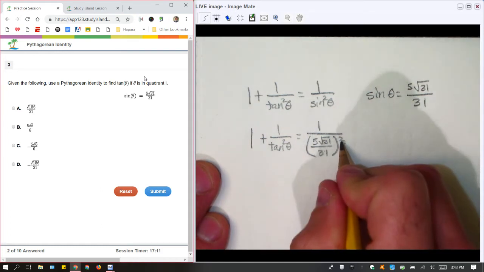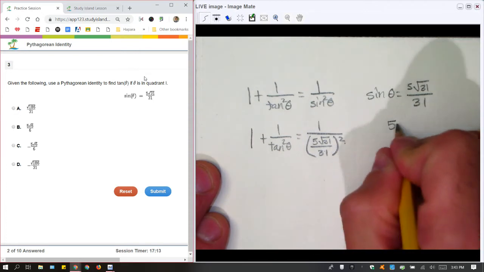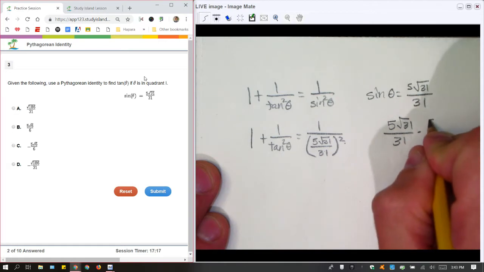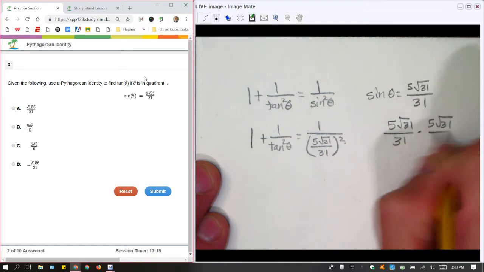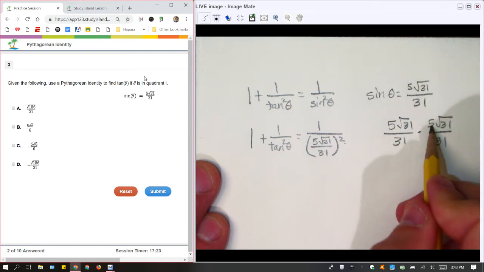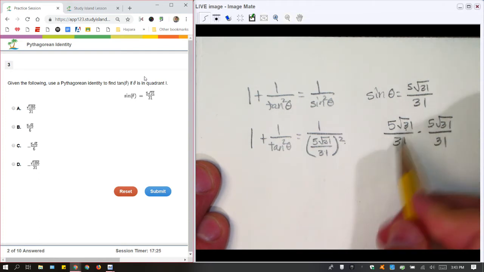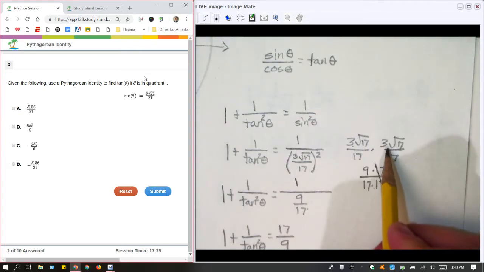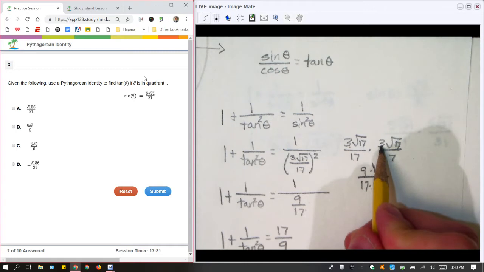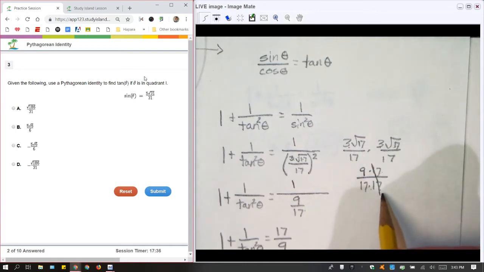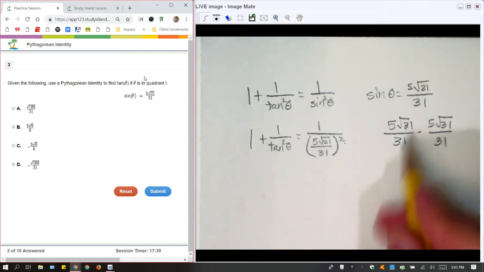5 times, if we're going to square this, we have 5 root 31 over 31 times itself, 5 root 31 over 31. And we just did a problem just like this. We did 5 times 5, and we did root of 31 times root of 31, except it was, in this case, 3 and 17, right? So we ended up doing 3 times 3, which was 9, and the root of 17 times root of 17 was just 17, and it ended up canceling itself out, right? Well, it's going to be the same pattern here.